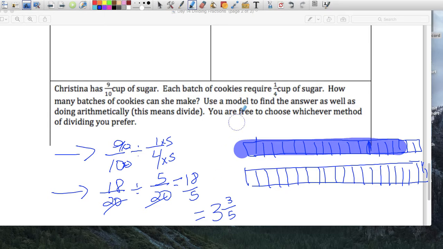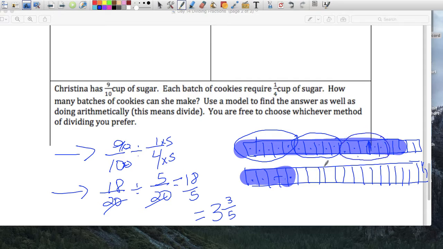That's how much sugar you have. And 1, 2, 3, 4, 5, that's how much you need to make one batch of cookies. 5 of these makes one batch of cookies. So 1, 2, 3, 4, 5. That's one batch of cookies. 1, 2, 3, 4, 5. That's a second batch. 1, 2, 3, 4, 5. There's a third batch of cookies that you can make.